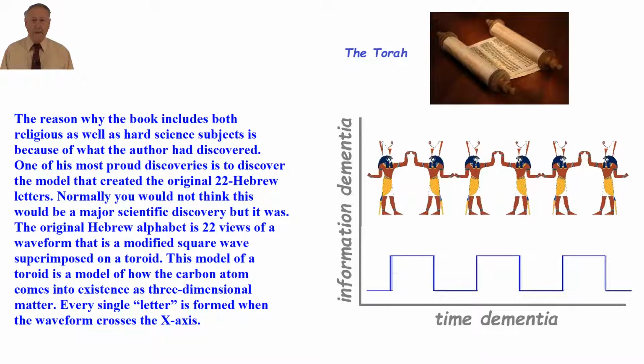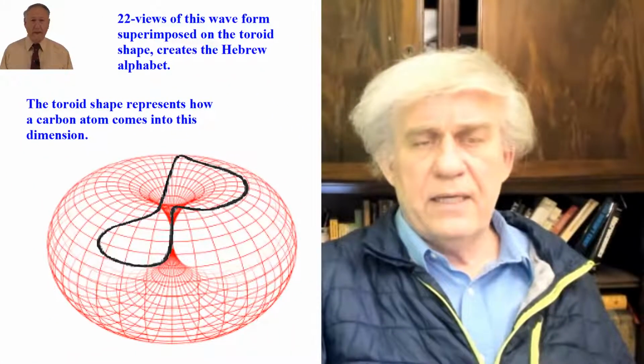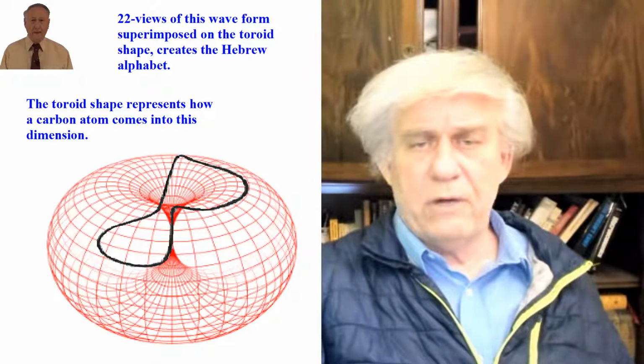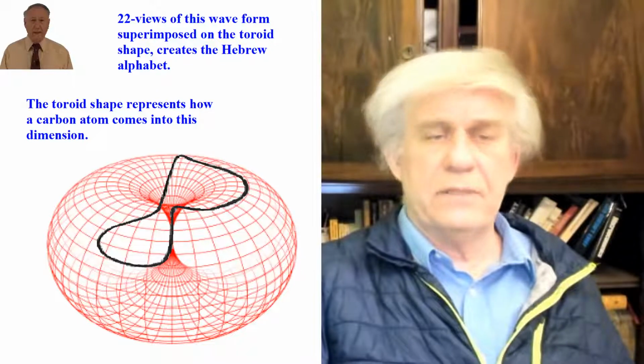Every single letter is formed when the waveform crosses the x-axis. Okay, there you see the waveform. Probably screwed up. I should have made it cross the axis. Okay, minor detail. He can beat me up for that one, no problem. And so here it is, the toroidal. Okay, this is his view of it. I made my own drawing of it. It says the toroid shape represents how carbon atom comes into this dimension.